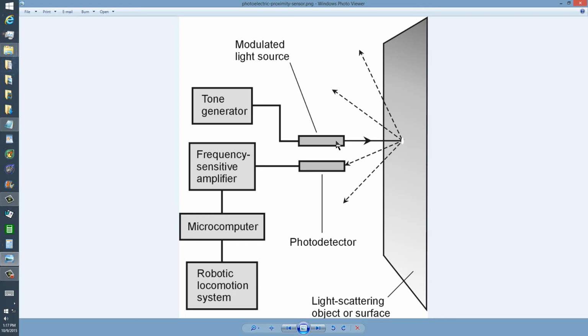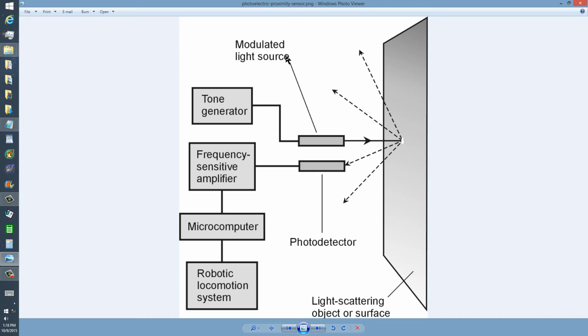Now, you may ask, why modulate the laser? Why not just let it be an ordinary laser? The reason is that it'll keep the photo detector from responding to any stray light except light that happens to be modulated at the frequency of the laser, in this case 1,000 hertz. So that makes it what you might call a tone-selective photoelectric proximity sensor.